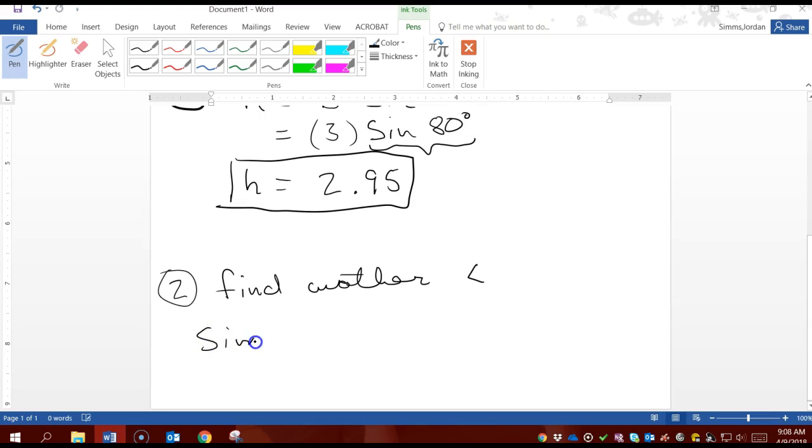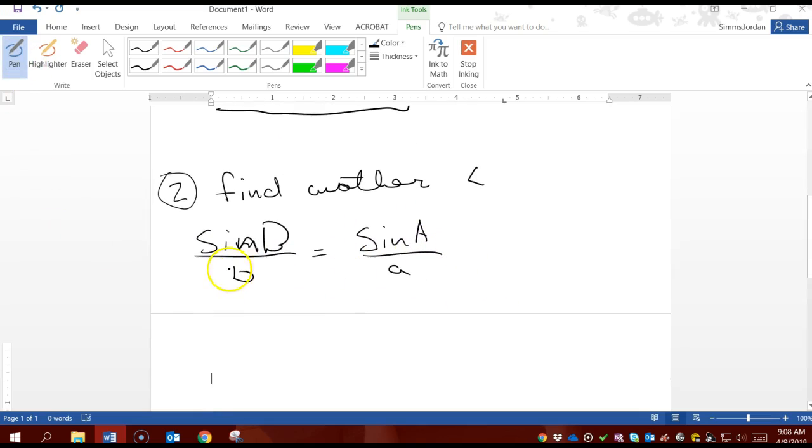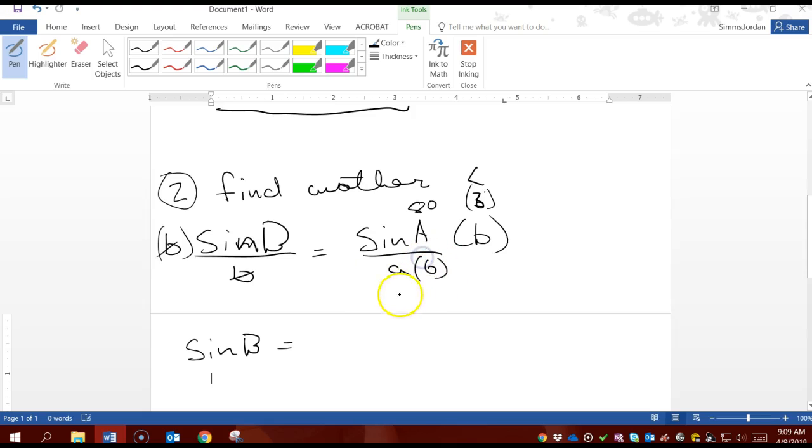So I'm going to go sine B over side b equals sine A over a. Remember with the law of sines, these are just ratios. You can mix and match them, you can flip them, you can set different ones equal to one another. It's all good. I'm going to rearrange this, so if I multiply both sides by b, I get sine b by itself. So the sine of b is going to be the sine of 80 times 3 divided by 6, because that's side a. So let me just do that in my calculator now.